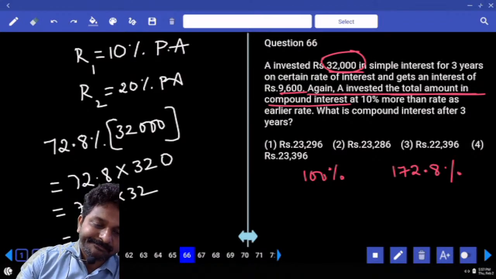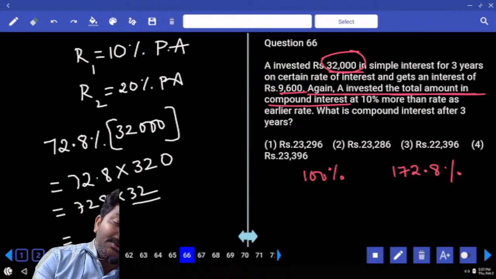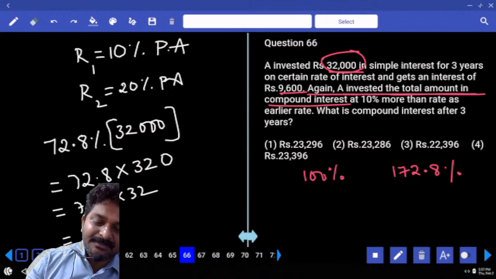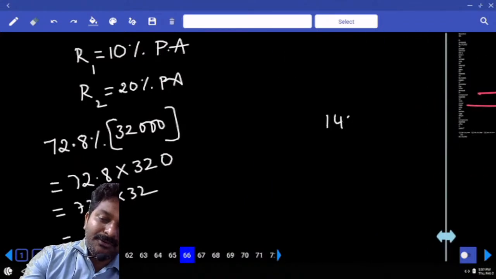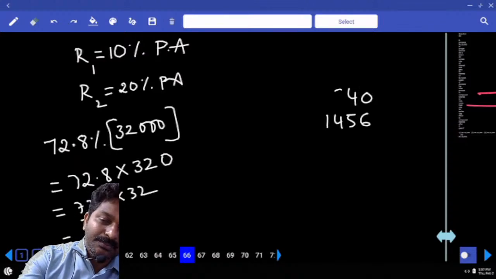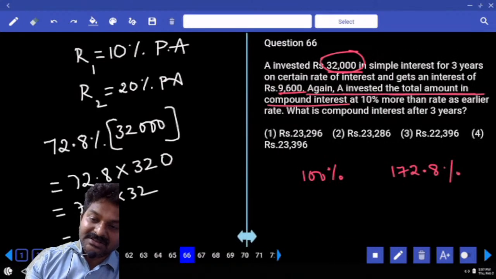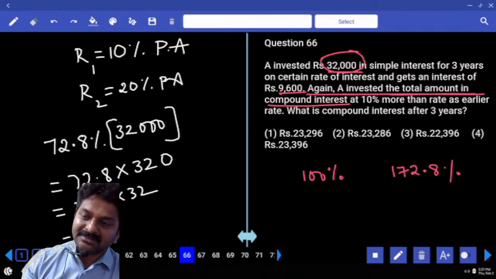We need to calculate the total. 32 times in the sense 30 times plus 2 times. 2 times is 1456. Easy to calculate. 30 times. 30 has 0. I'll write 0 first. 3 times of this number. 8 3 is 24, 2 carry. 3 into 2 is 6 plus 2 is 8. 7 3 is 21. 23,296.